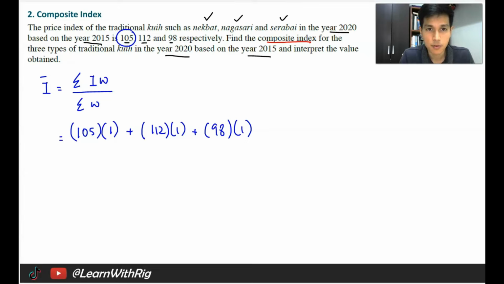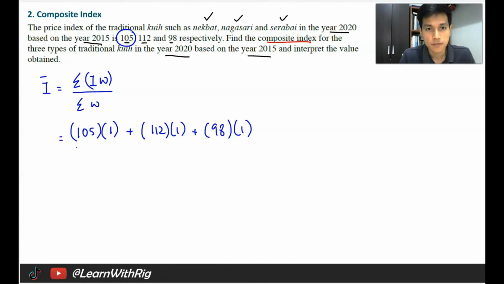Okay, so that's the sum of the index number multiplied by the weightage. In this case the weightage is 1. Usually, if the weightage for each product is different, they will give you different weightage. But since they are all the same, in this case just one kui of each, we're just going to use 1, 1, 1.